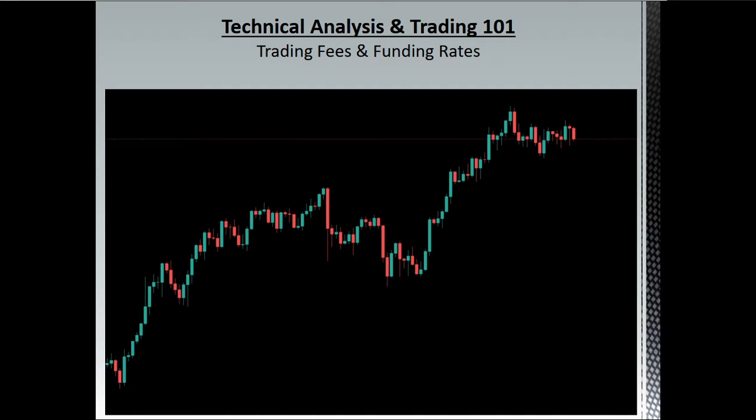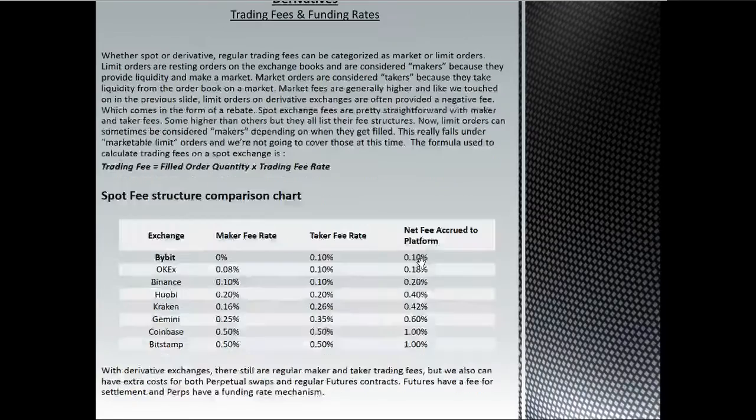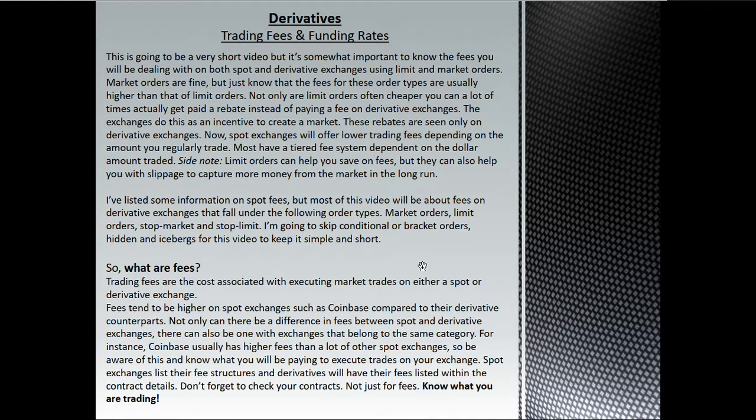So I've listed some information on spot exchanges. Let me get to that on that slide, but most of this video about fees is going to be on derivative exchanges that fall under the following order types: market orders, limit orders, stop market, and stop limit. I'm skipping conditional bracket orders and hidden and icebergs for this video to keep it short and sweet. I'm trying to keep all these videos really compact, to the point, and not go over all the nuances and so forth.